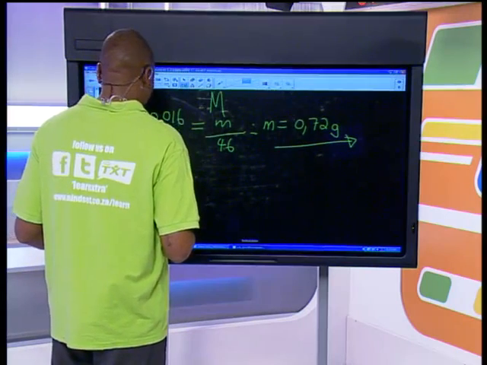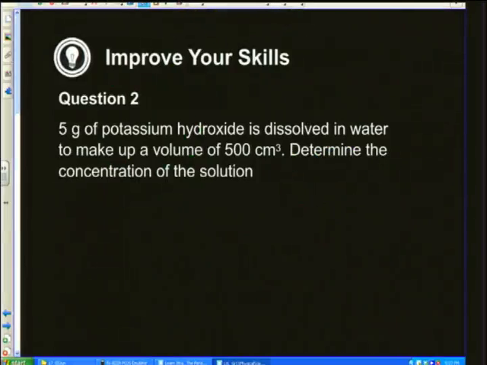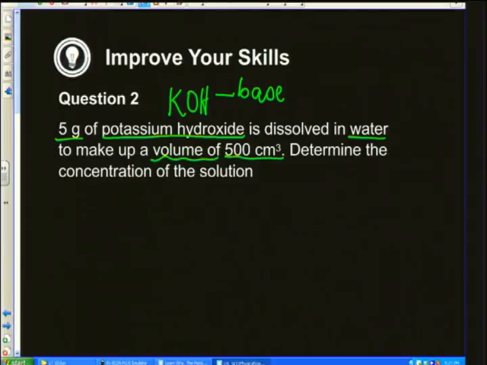Let's move on to the next one. Okay, the next one says 5 grams of potassium hydroxide. So this is potassium hydroxide, KOH, and of course this is a base. Okay, it's a hydroxide. This is dissolved in water to make up a volume of 500 cubic centimeters. Determine the concentration of the solution.